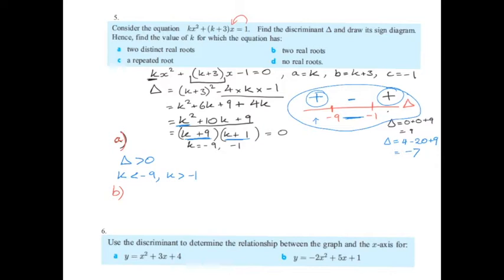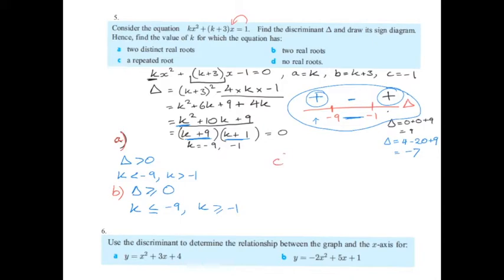For B, when does it have two real roots? In this case, they're not using the word distinct, therefore they could be two equal roots or two distinct roots. That's when the discriminant is bigger or equal to 0. So now we just use the same answer as before, but just put an equal sign, because we also want it to be when it equals 0.